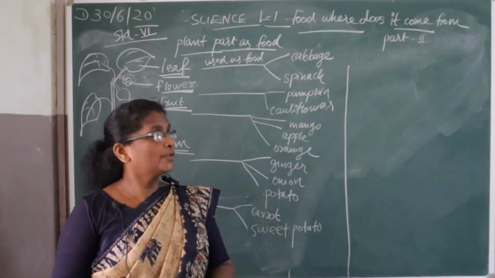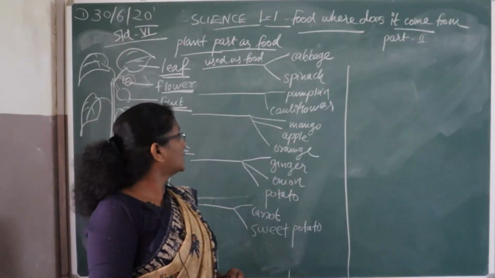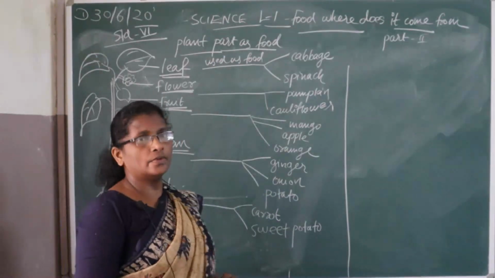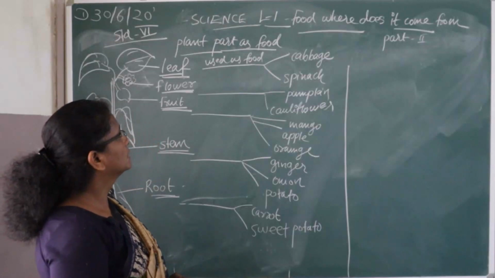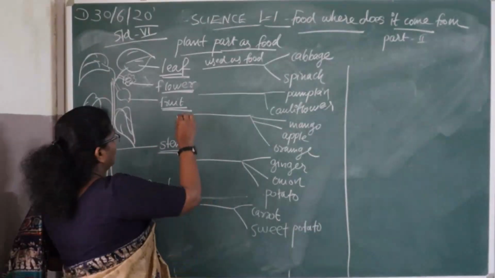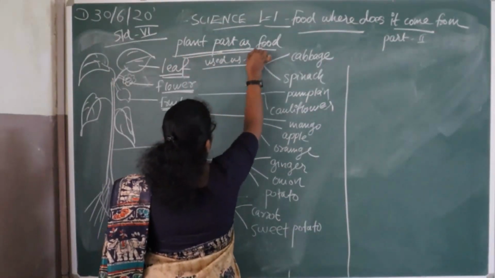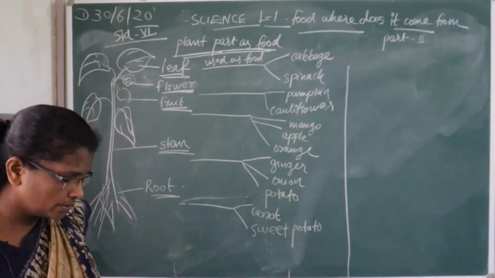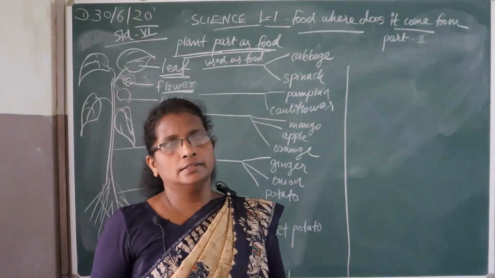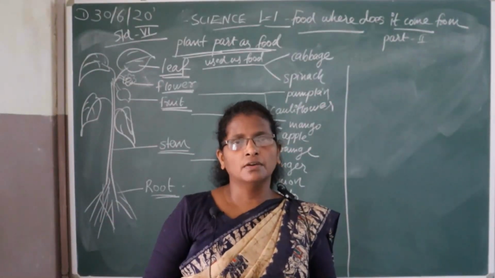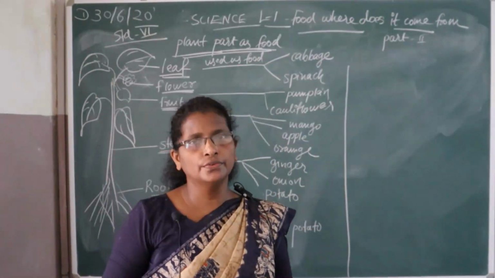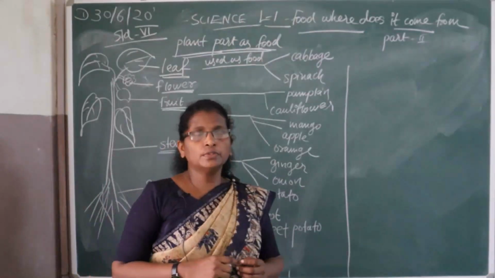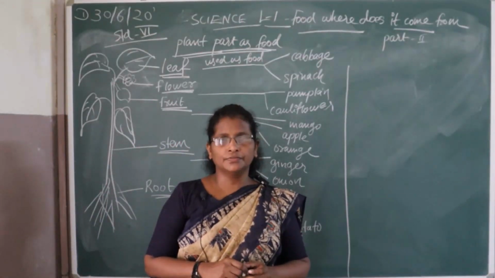Today our topic is the plant part as food. Standard 6, lesson number 1 science, continuation of the first lesson. Our today's topic is the plant part as food. So students, you have already learned that the plant is one of the sources of food. Students, can you guess which part of the plants is used as food?